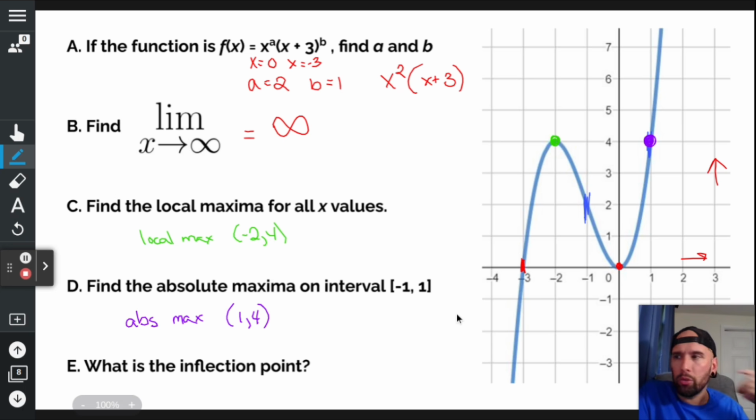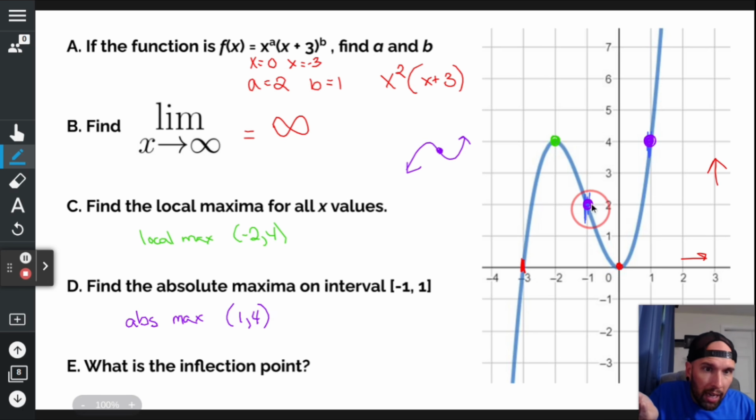What's the inflection point? Oh, did we talk about inflection points? Not in this section, but we're hearkening back to an old friend. An inflection point is where concavity changes. I have a picture that looks like this. Where do I go from concave down to concave up? Right around here, which is right there exactly on the blue scratchy thing, which is the point -1, 2.